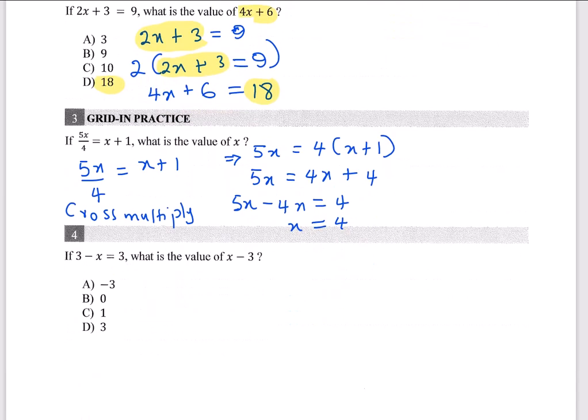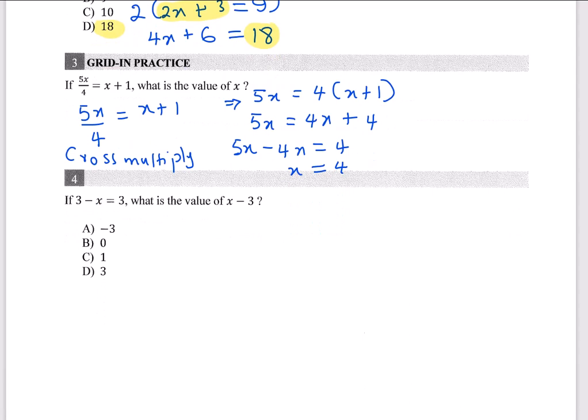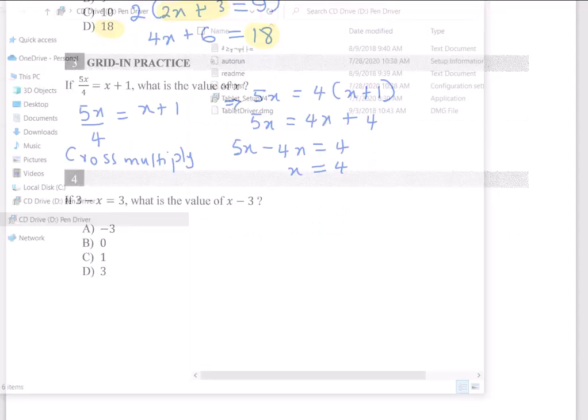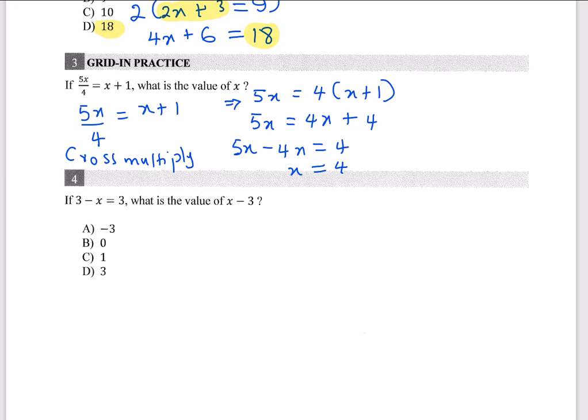Okay, this is the last question for this. It says if 3 minus x is equal to 3, what is the value of x minus 3? So let's check this out. We have 3 minus x equal to 3. What is the value of x minus 3? So let's start from here. 3 minus x equals 3.